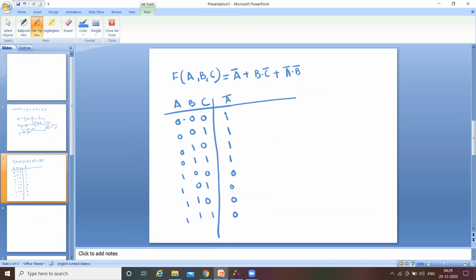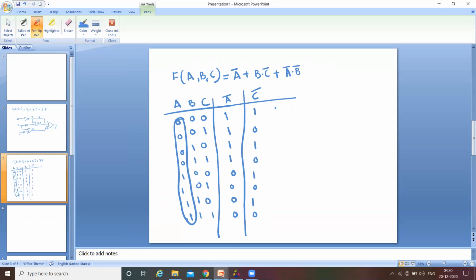Next, B dot C bar is there, so we want C bar. What is the C variable? 0 1 0 1 0 1 0 1. Its complement will become 1 0 1 0 1 0 1 0.